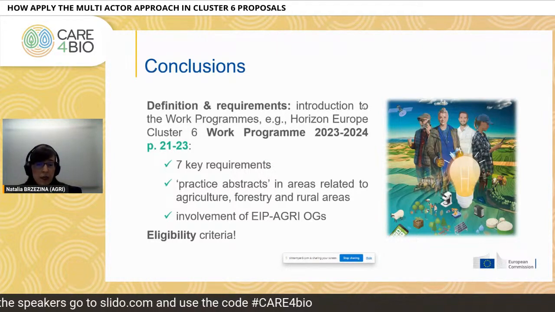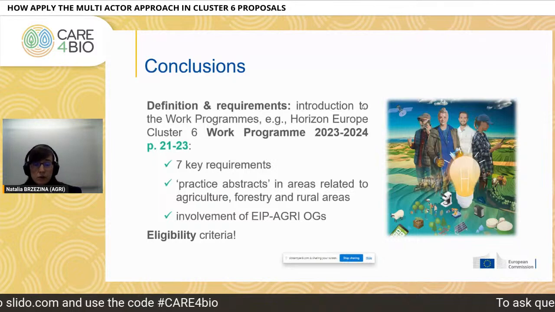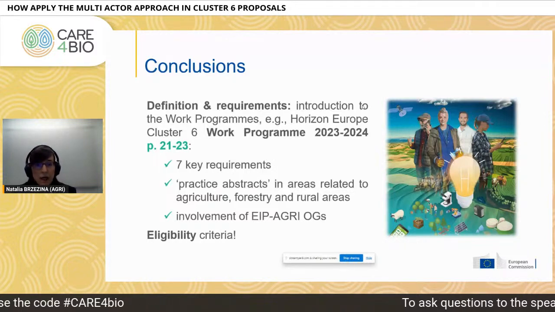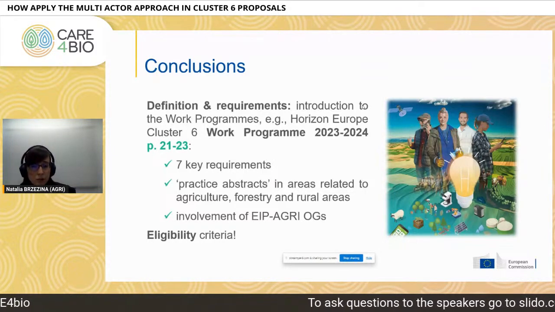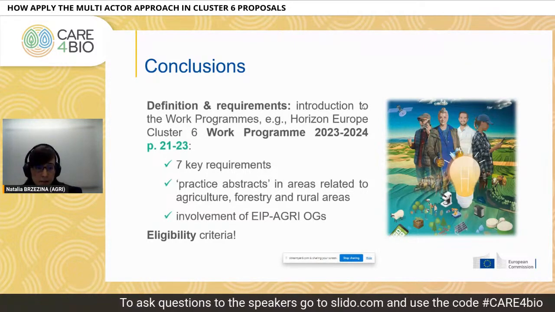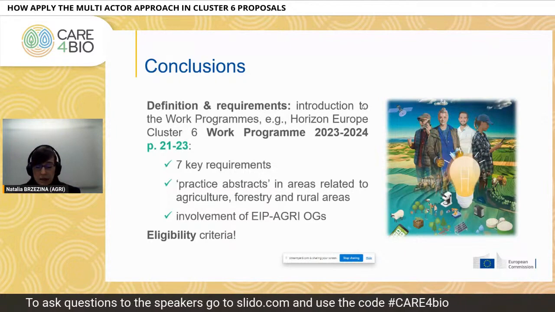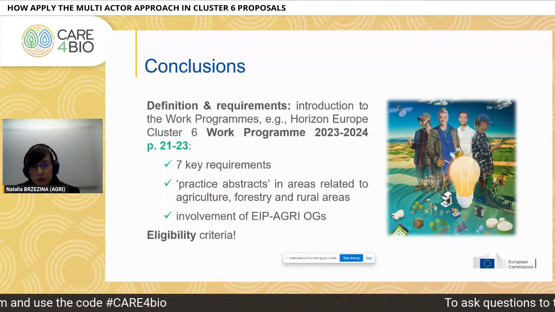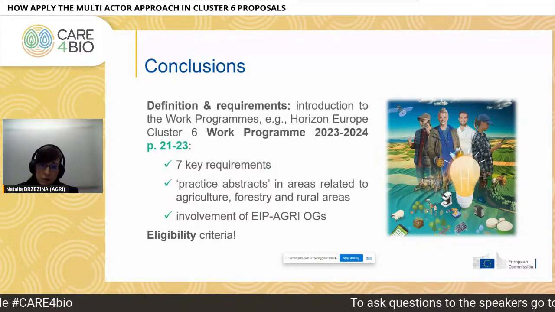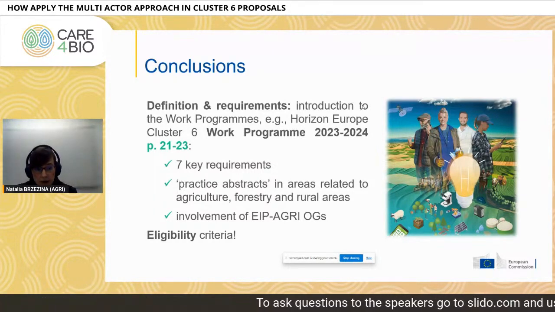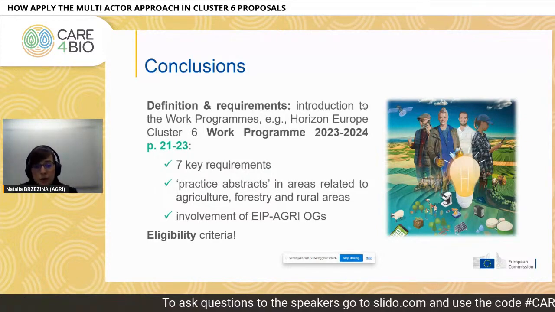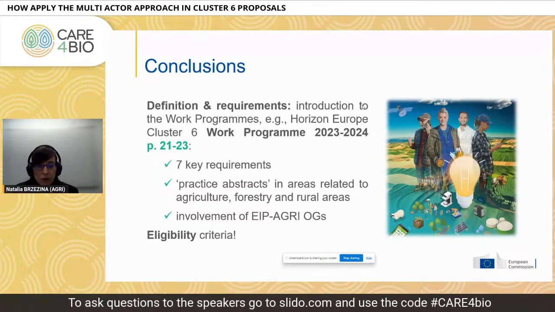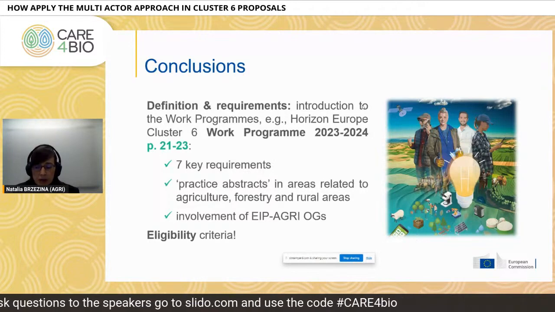In conclusion, once again, I would like to highlight that the definition and the requirements related to the multi-actor approach are the most important for you to have a look at, and they are in the introduction to the work program of cluster 6 on pages 21-23. The multi-actor approach is an eligibility criterion, so it is easy to see which topics require it, but it is also very important because if a proper multi-actor approach is not in the proposal, it will not be evaluated.